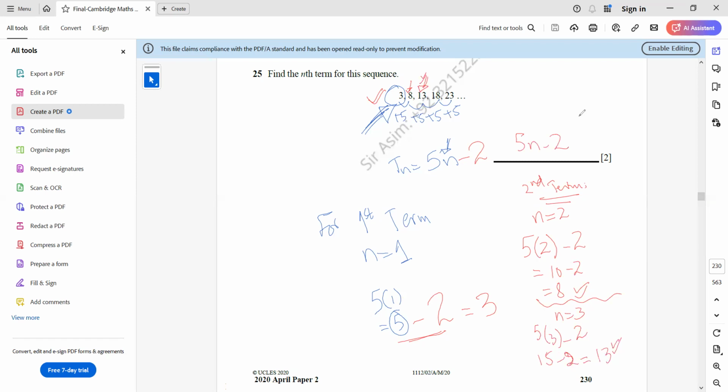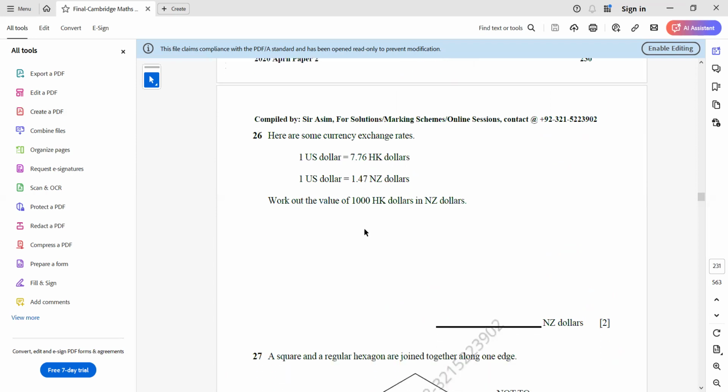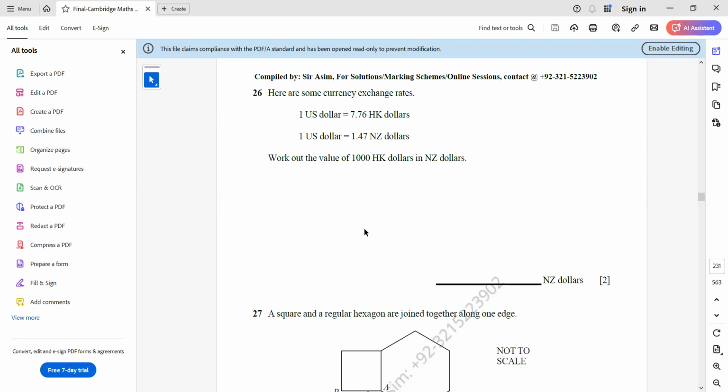So after this, we proceed further now. There are some currency exchange rates. 1 US dollar is 7.76 Hong Kong dollars. 1 US dollar is 1.47 New Zealand dollars. Work out the value of 1000 Hong Kong dollars in New Zealand dollars.